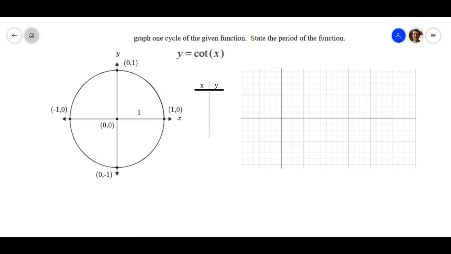Let's take a look at graphing one cycle of the cotangent wave. We will also state its period. So I'm starting off with a nice unit circle. We know these points on the edge, 1, 0, 0, 1, very basic information about the x and y coordinate system. We also know that the unit circle, these represent angles.